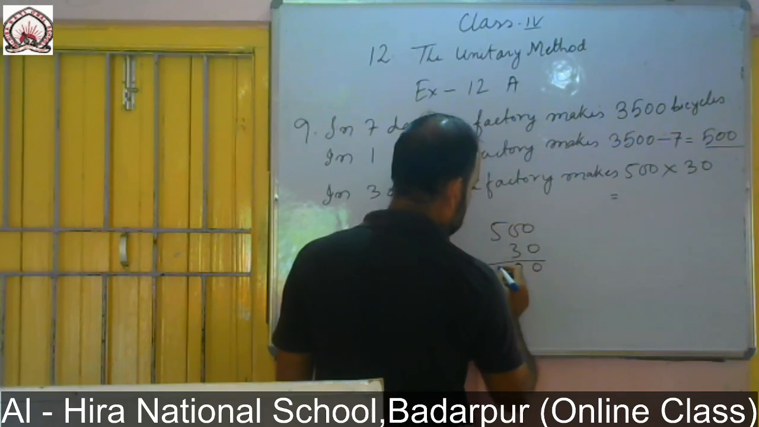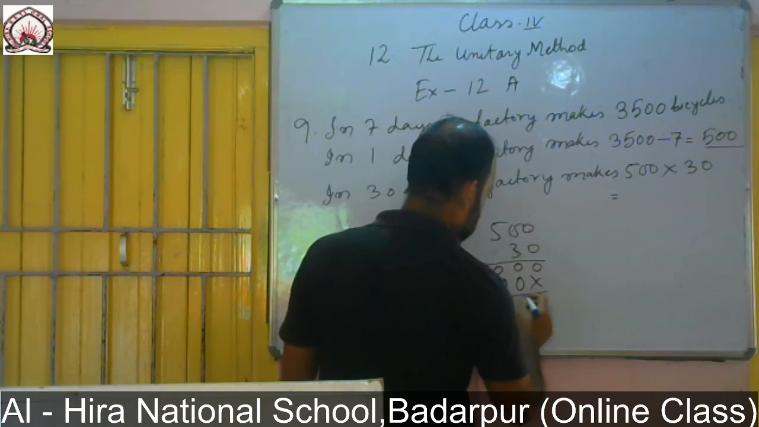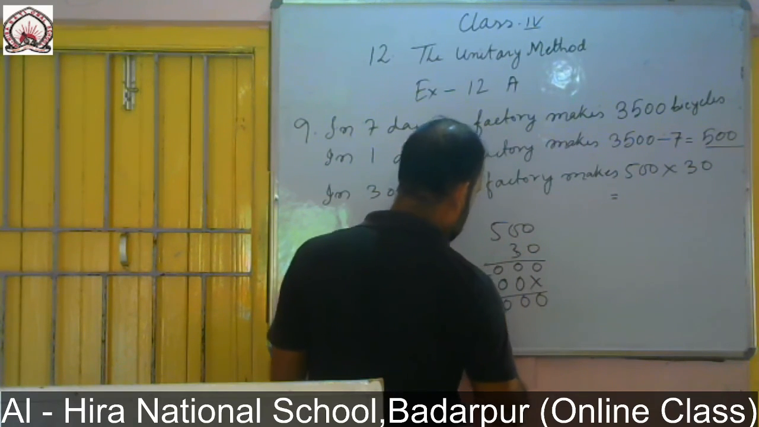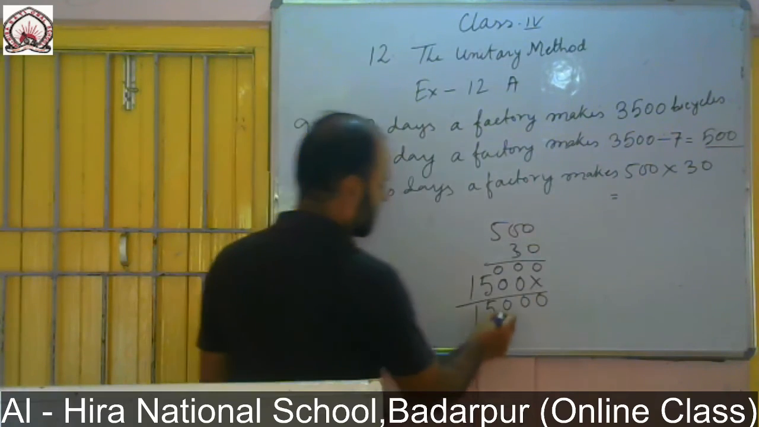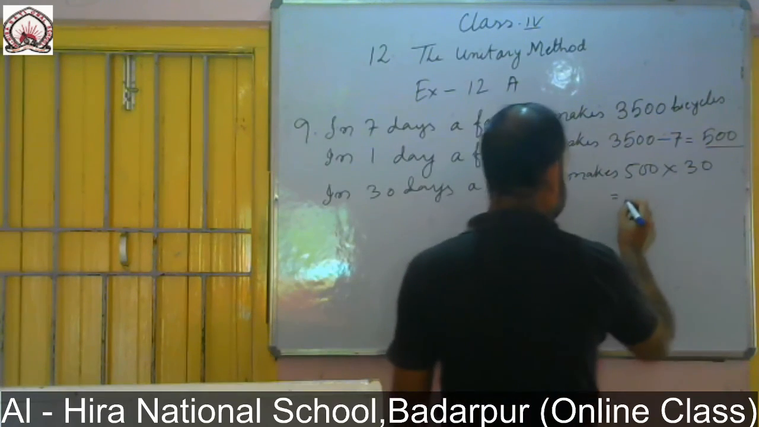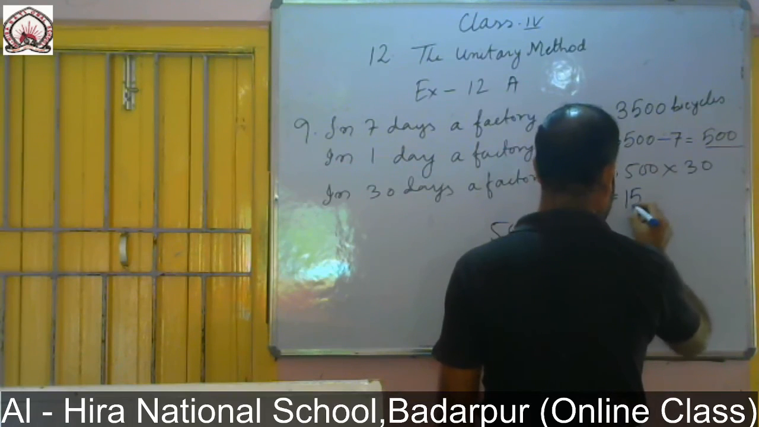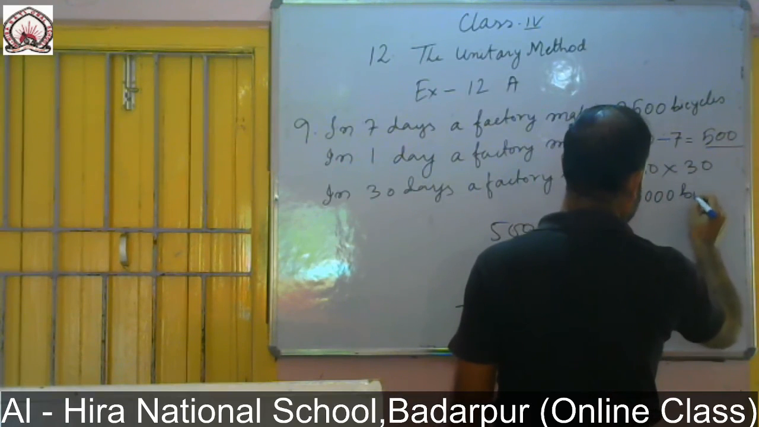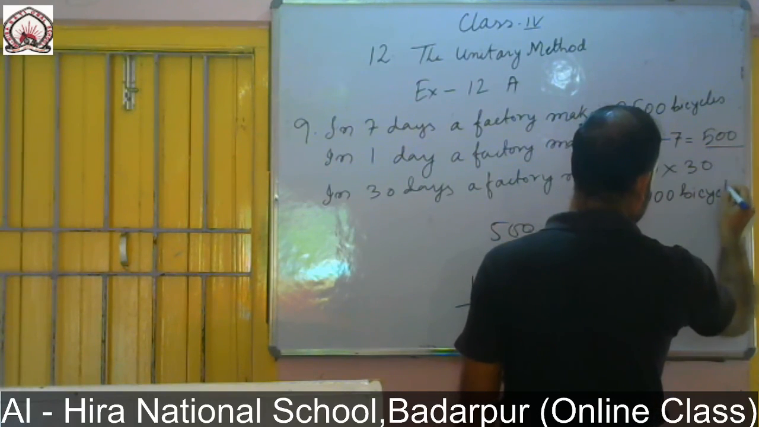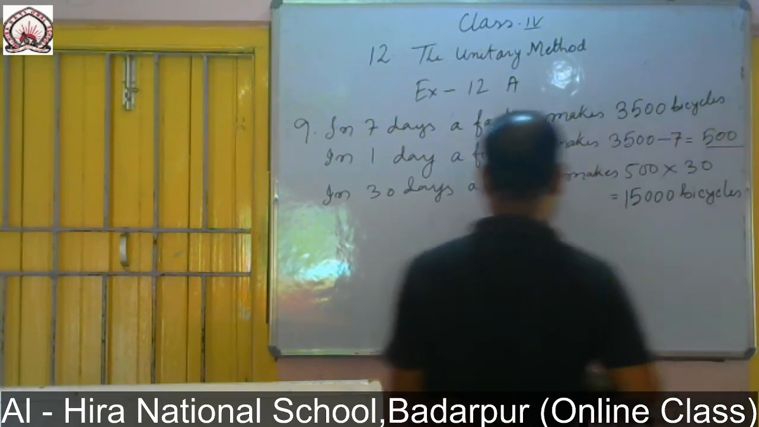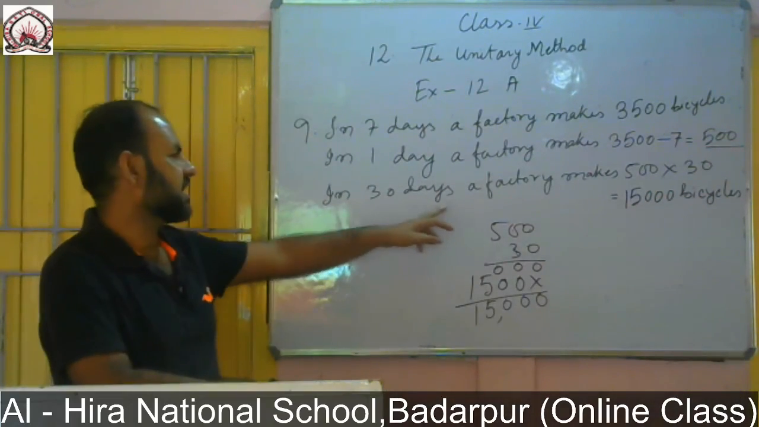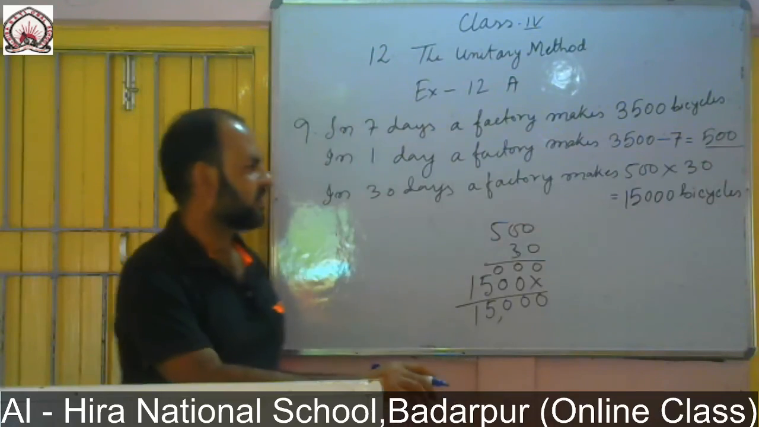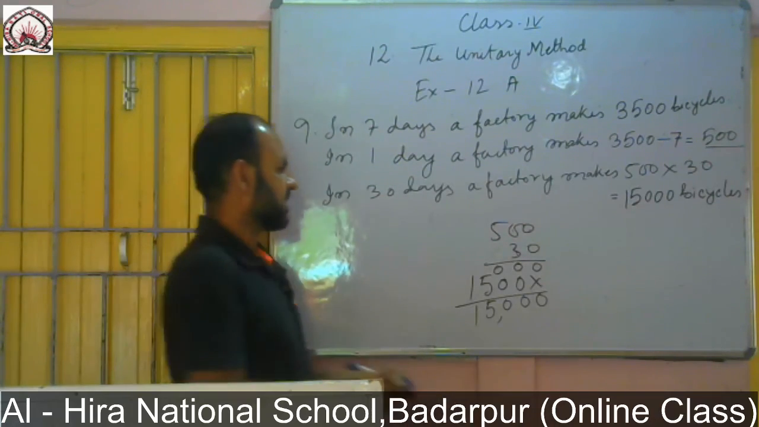500 into 30: 0 0 0, 3 zeros are 0, 3 zeros are 0, 3 fives are 15. So answer is 15,000 bicycles. In 30 days, a factory makes 15,000 bicycles.